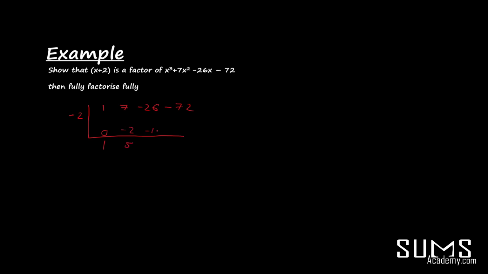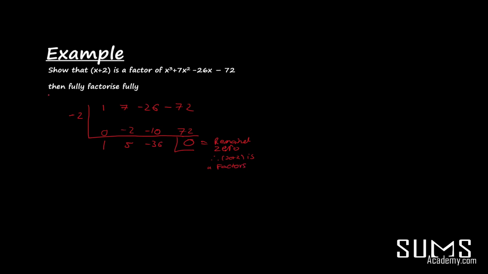5 times negative 2 is negative 10. Negative 26 minus 10 is negative 36. Negative 36 times negative 2 is positive 72. So the remainder here is 0. Remainder 0. Therefore, x plus 2 is a factor. You need to put a little statement like this to get the marks in the exams.